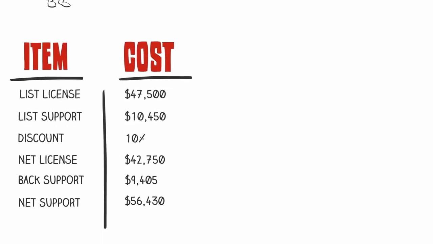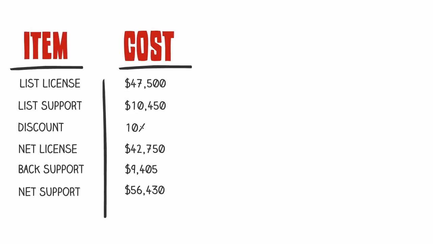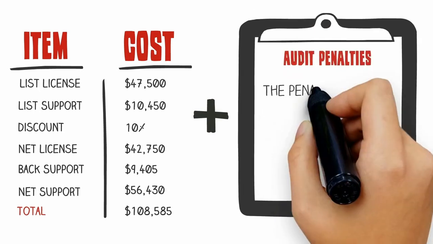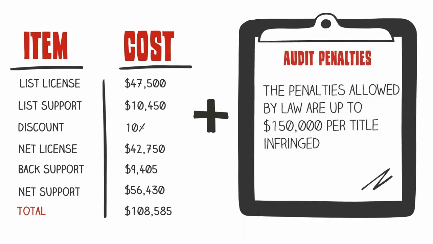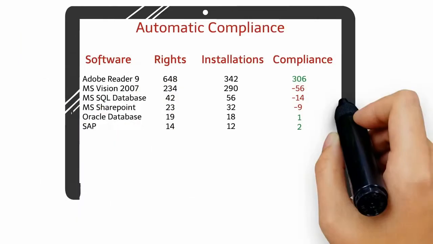Let's take this very simple look at a database vendor audit. In this case, we found that we had one additional database installed over what we were licensed for. The costs in this instance were an additional $108,000, which we had not budgeted for. As if that was painful enough, and to make matters even worse, the law allows for penalties up to $150,000 for each title infringed. Here is another simple example.